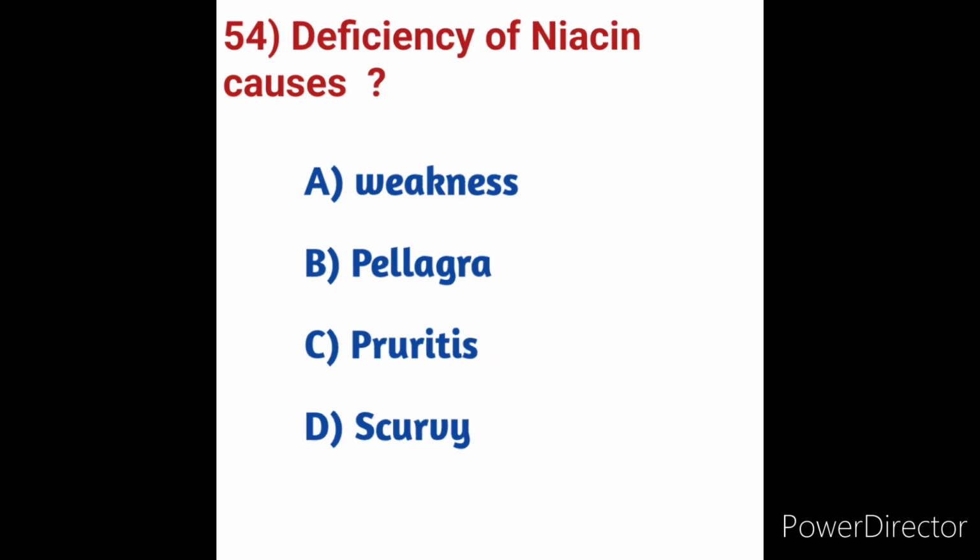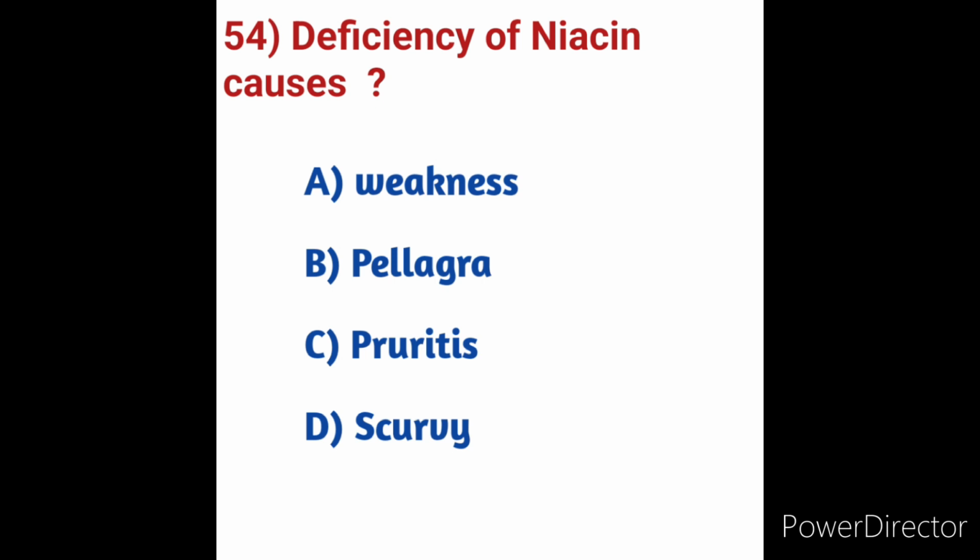Next we will move on to question number 54. What does deficiency of niacin cause? We will see the options. Option A, weakness. Option B, pellagra. Option C, pruritus. Option D, scurvy. Niacin is also called vitamin B3. Deficiency results in a condition known as pellagra. Pellagra includes a triad of dermatitis, dementia and diarrhea and can result in death. In addition, niacin deficiency can occur through genetic disorders, malabsorptive conditions and interaction with certain medications.